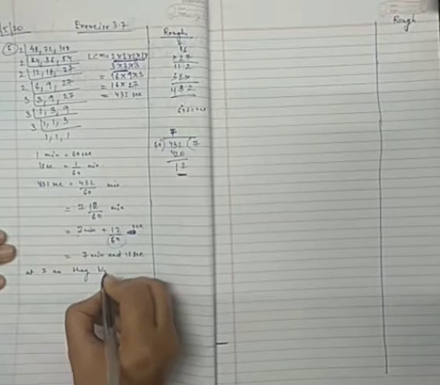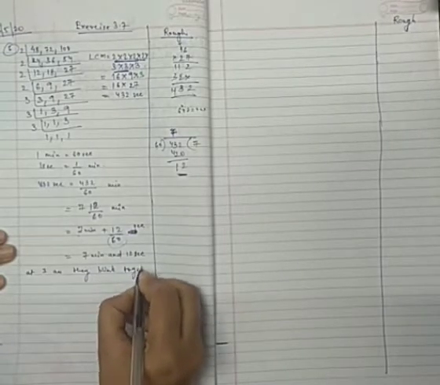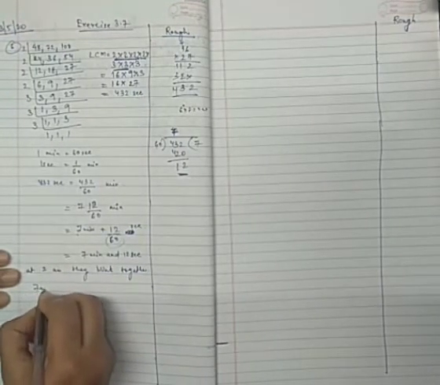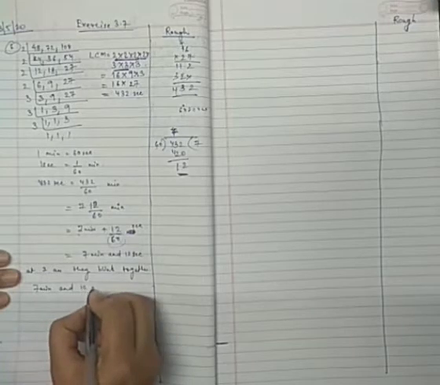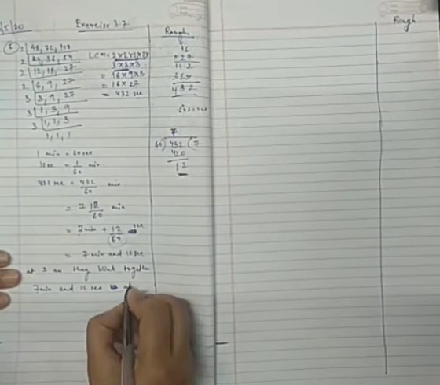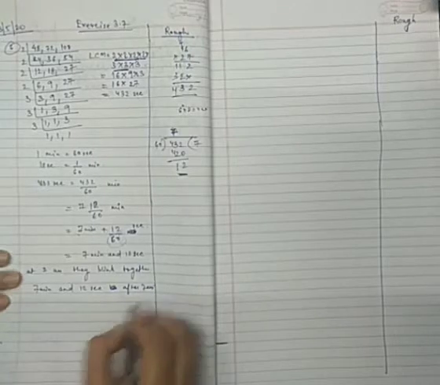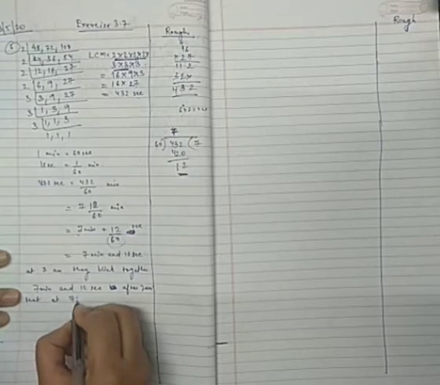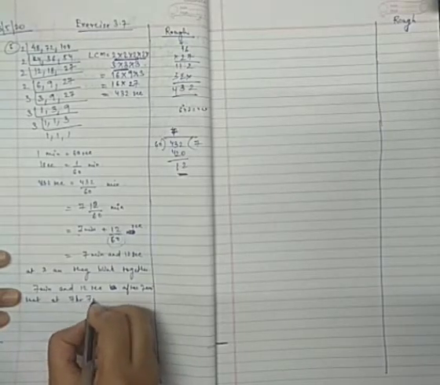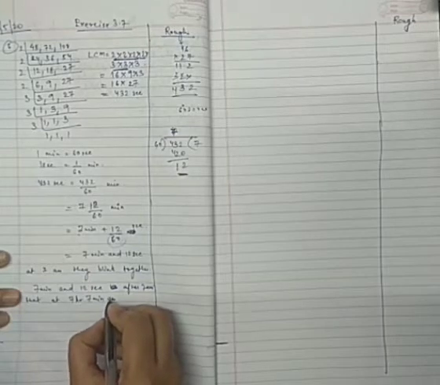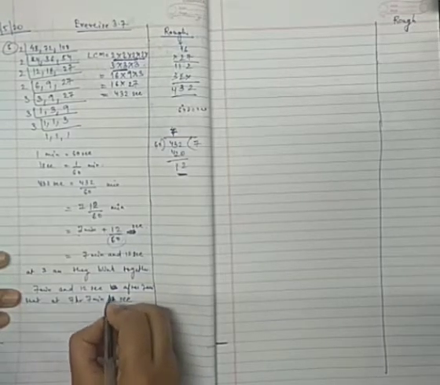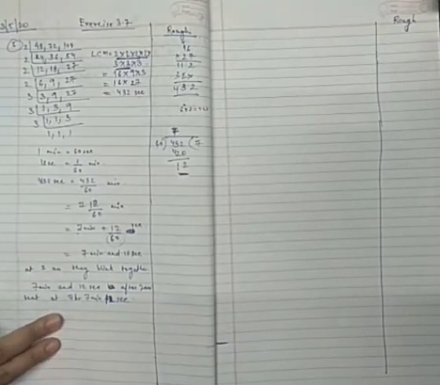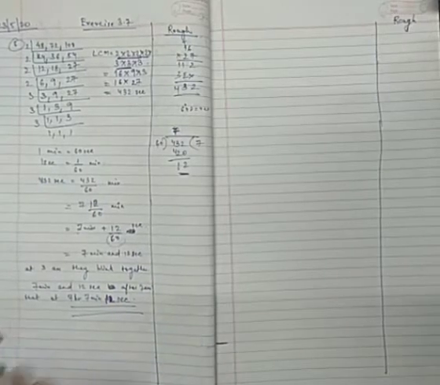They blink together. So the next time they will blink will be at 7 minutes and 12 seconds after 7 a.m. That is at 7 hours, 7 minutes and 12 seconds. So this is your answer for question number 6.